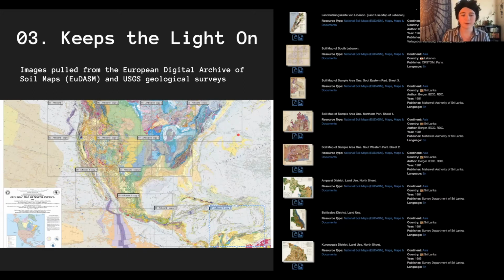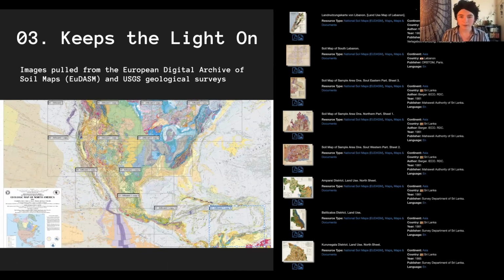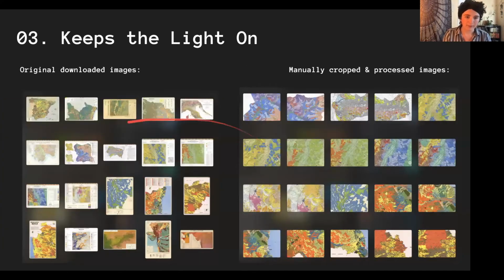These images are super high resolution, but they have a lot of metadata in the corners. I knew that if I trained the neural net on just the raw images, it was going to pull in a lot of the supplemental information, but I really wanted to get just the texture of the land. On the left, here's all the downloaded images in a folder, and on the right, here's all the manually cropped and processed images.